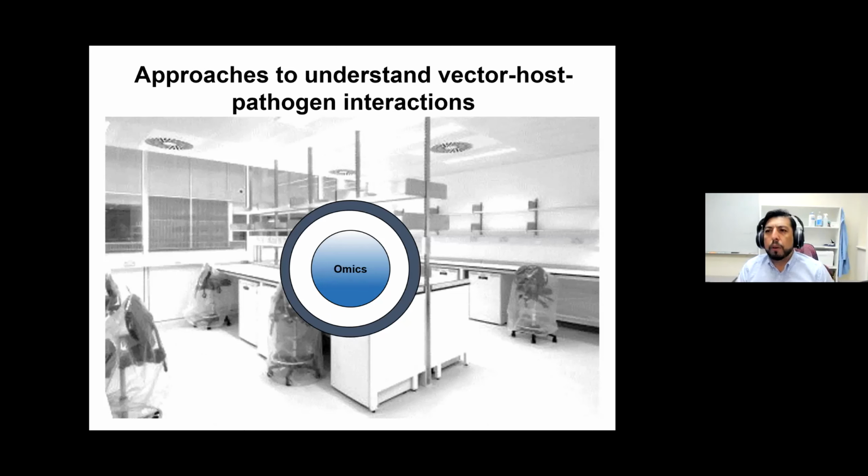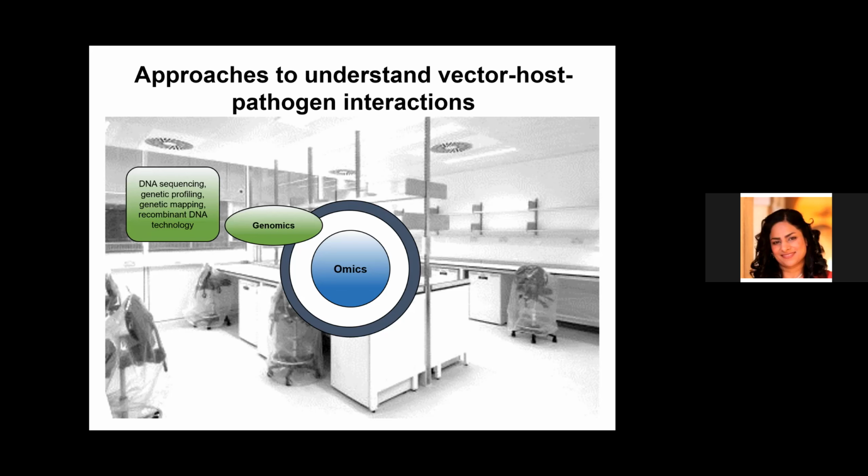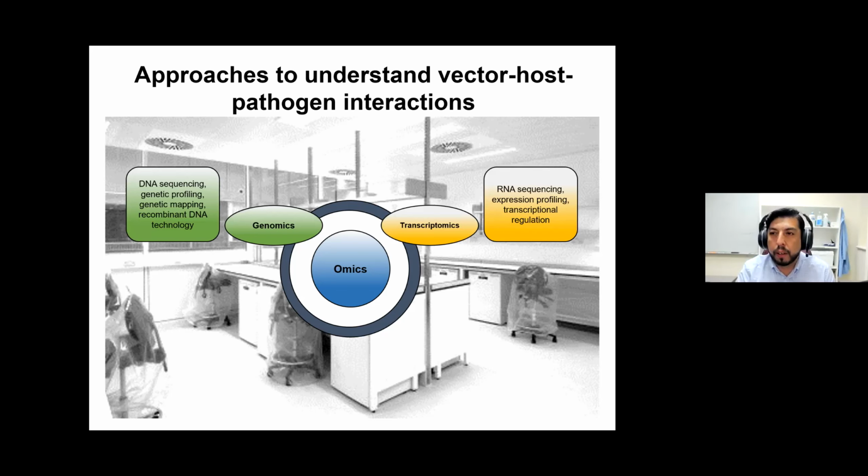So as I said, I was a biochemist, and I've been mostly working in molecular biology. And in this area, I've been working with different omics. I have been working with genomics, in which we sequence the DNA, and soon we are going to publish the genome of Bacteria querelli. We have been doing genetic profiling, genetic mapping, and I have used recombinant DNA technology to create some genetically modified organisms, specifically in Drosophila in Chile.